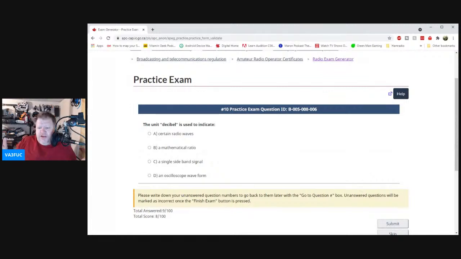Now, sound is measured in waves, which gives you the decibels. I'm starting to think the oscilloscope waveform is what I'm looking for. Certain radio waves, they don't do decibels in wave, but it can be calculated that way too. But I'm leaning more towards this, D. It feels right, so I'm going to go with D.